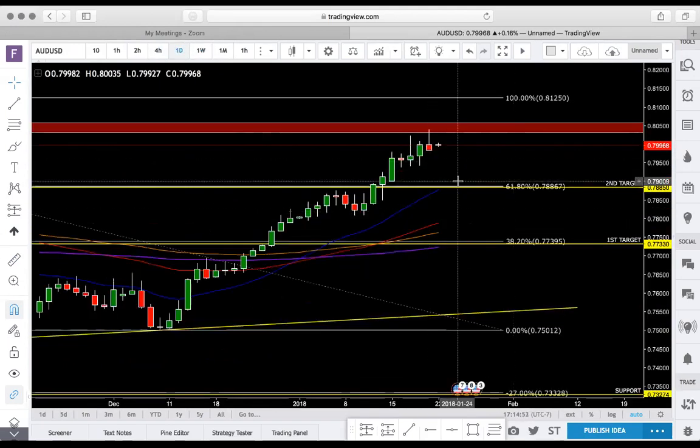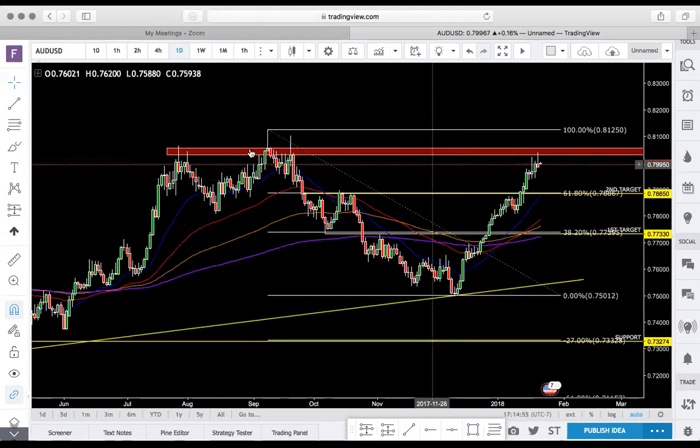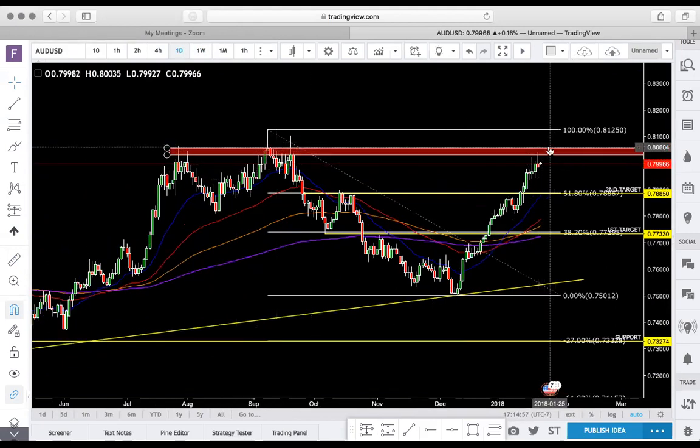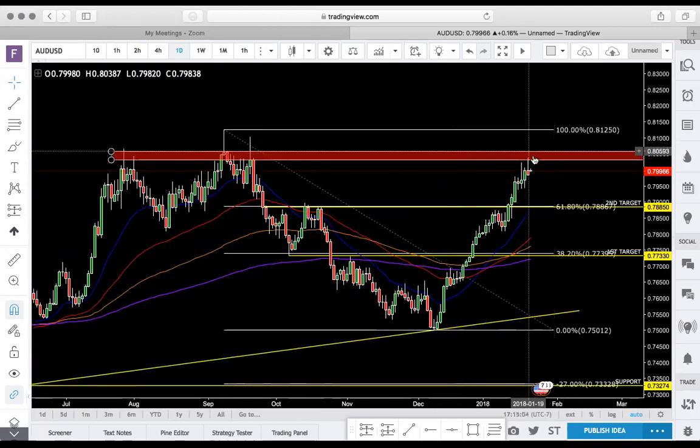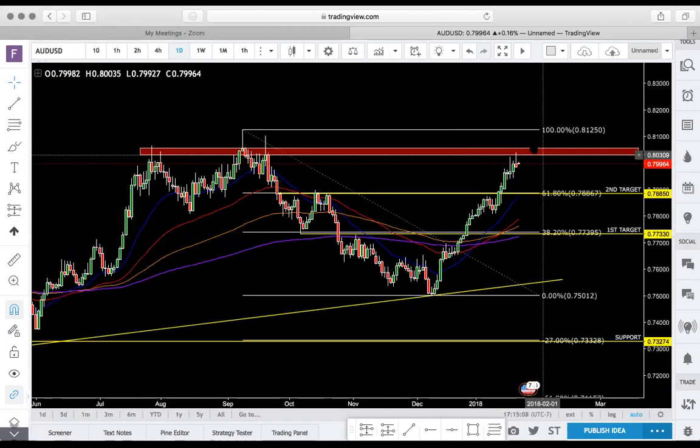So a pullback is healthy, and maybe a break of this zone all the way up here. All right, and this is at 0.80. Call it 0.80, an even number if you want. But if price closes above this zone on the daily time frame, that would be somewhat of a safe buy, in my opinion.